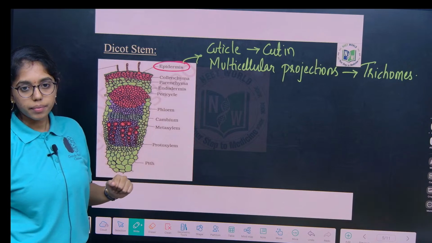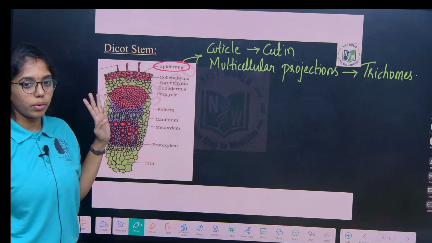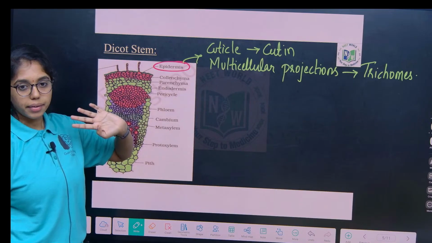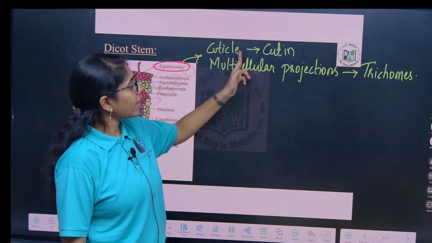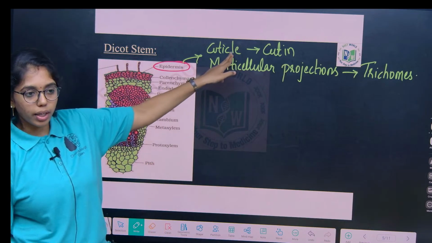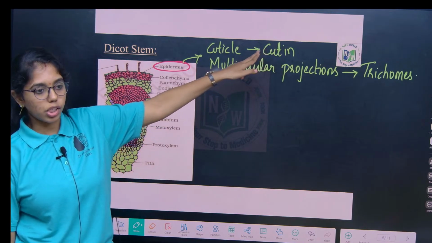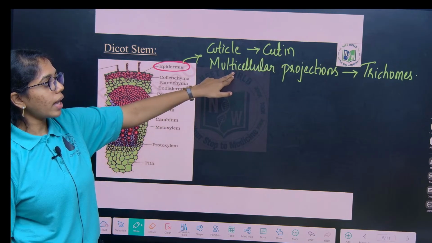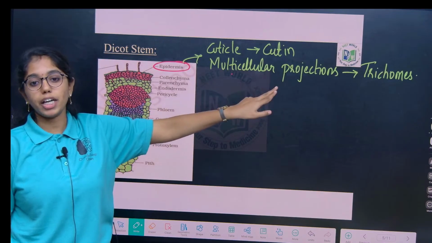Single layered. In all plants it is single layered except those two exceptions I told you. Here it is single layered. Dicot stem epidermis is single layered. It is covered by what? Cuticle, which has what? Cutin, which is impervious to gaseous exchange, and it has multicellular hair-like projections called trichomes. These are called epidermal appendages.